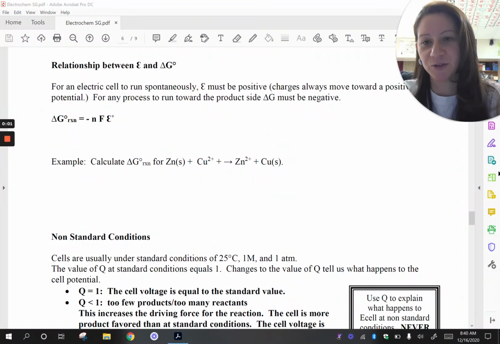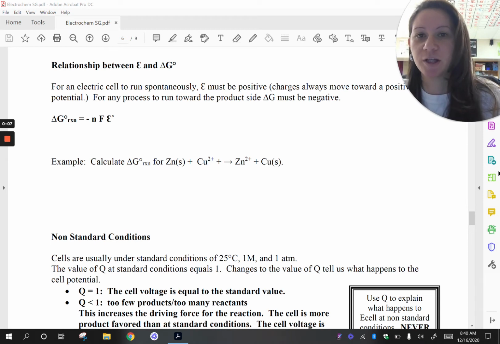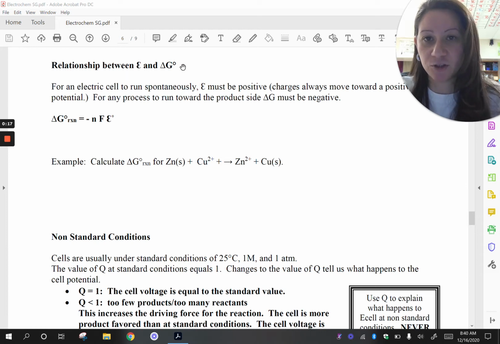Hello, my AP Chemers. We are talking about electrochemical cells, and today we're going to look at delta G, Gibbs free energy, and its relationship to the cell potential. So remember, the cell potential is the voltage of your cell. Gibbs free energy is a thermodynamic variable that determines the spontaneity of a reaction.